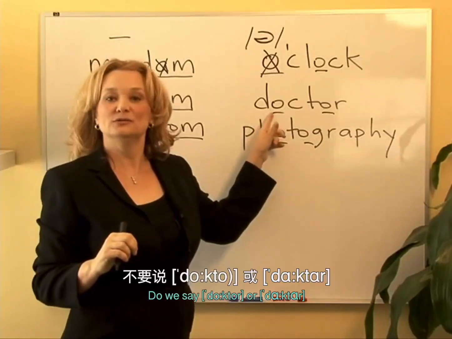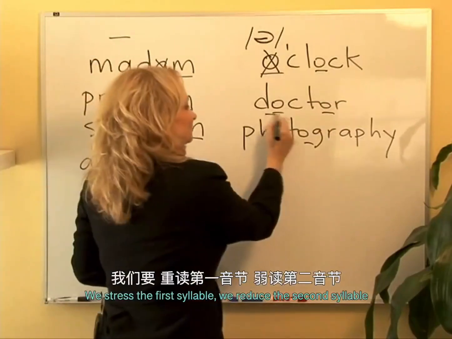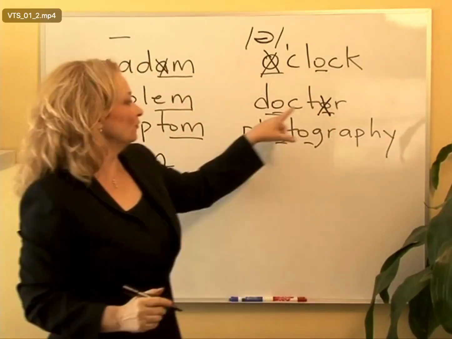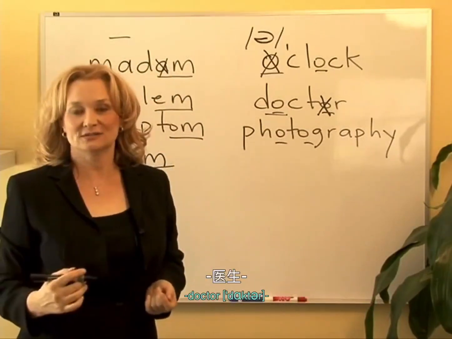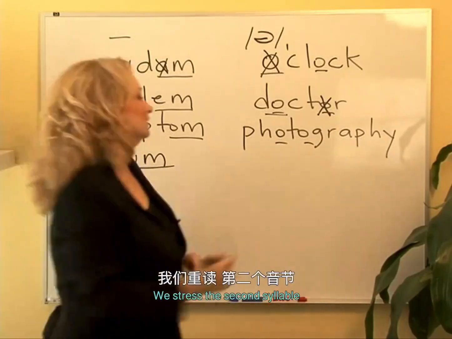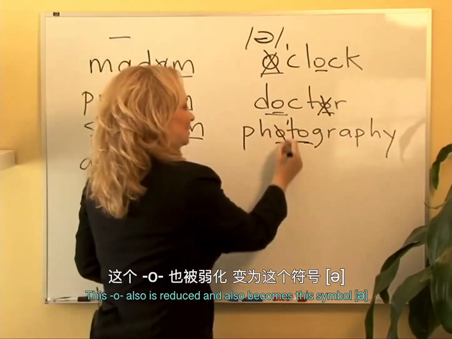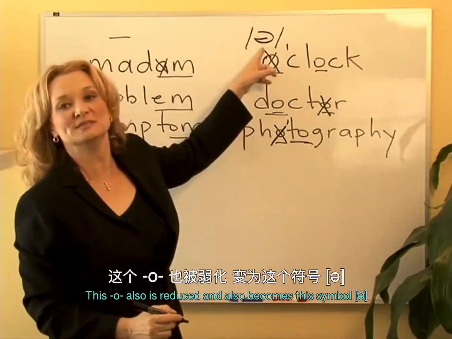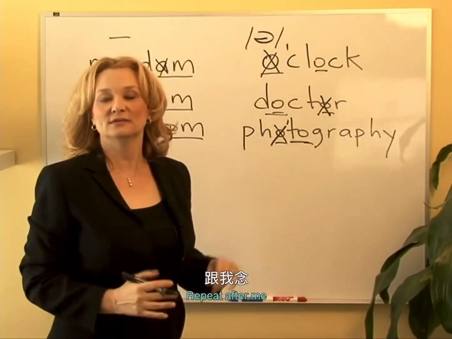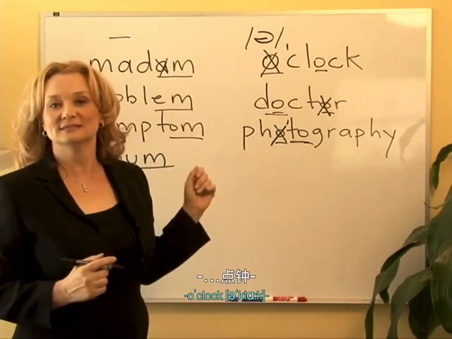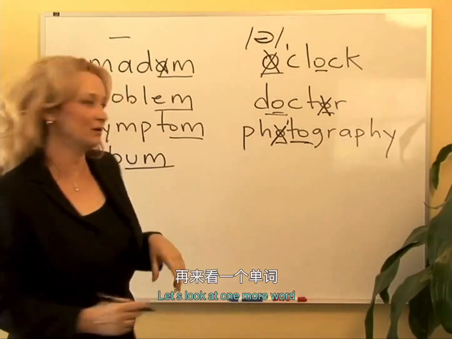How about this one? Do we say doctor or doctor? No, we don't. We stress the first syllable, we reduce the second. Therefore, these two O's are also going to be completely different. Doctor. How about this one? We stress the second syllable. We say photography. This O also is reduced and also becomes this symbol. Photography. Repeat after me. O'clock. Doctor. Photography. Let's look at one more word.